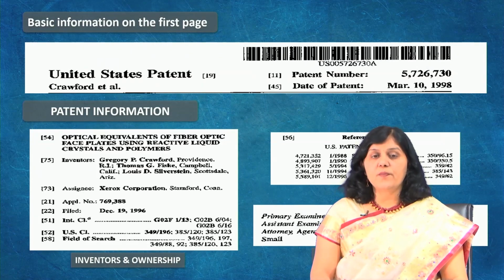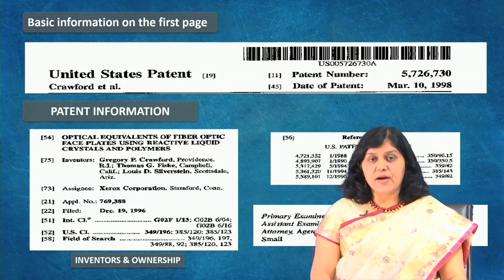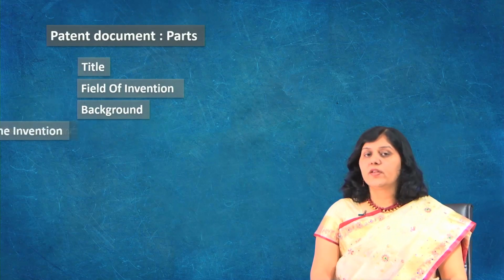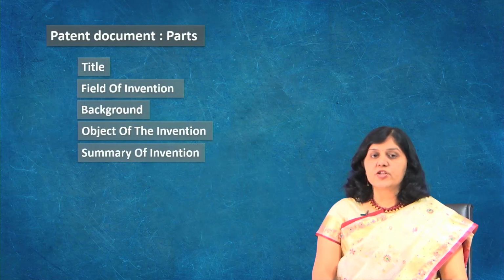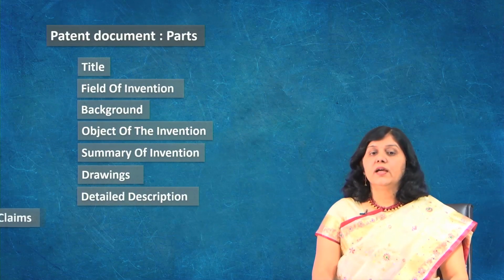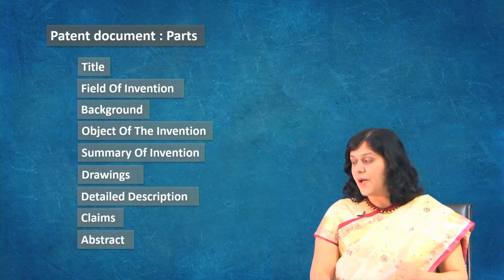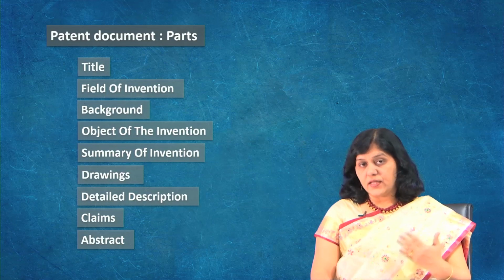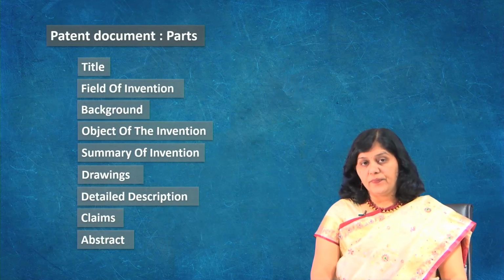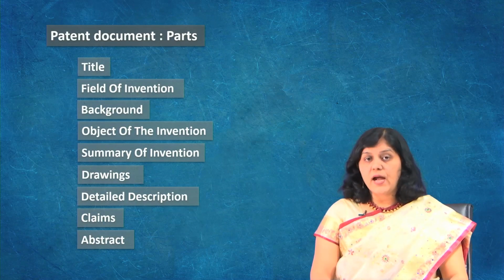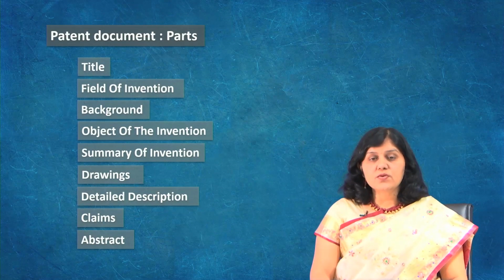Now, what is the structure of a patent document? It will contain parts as title, field of invention, background, object of invention, summary of invention, drawings, then you will see the detailed description, then claims and then the abstract. So, you will get all this information, that is the parts in the patent document. There are certain rules to be remembered related to this document and the parts. So, what are these rules or guidelines?